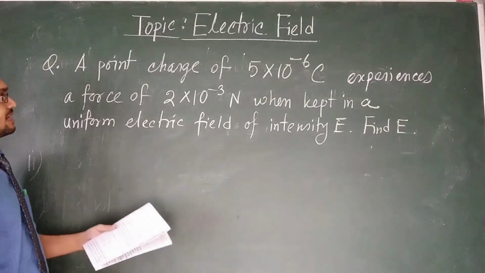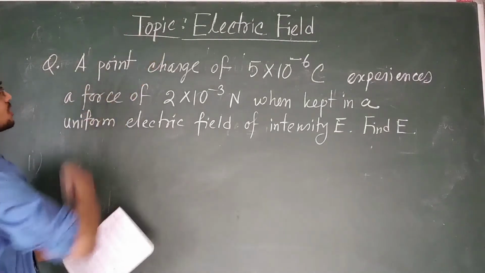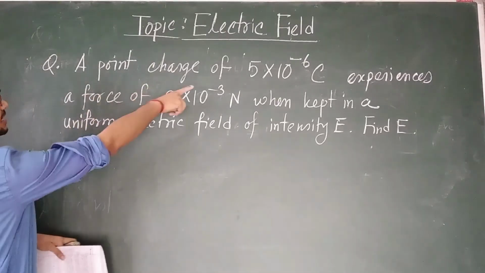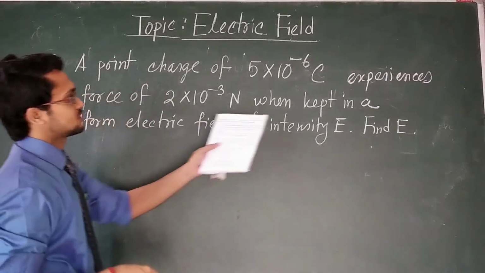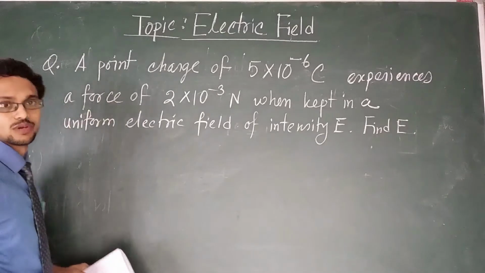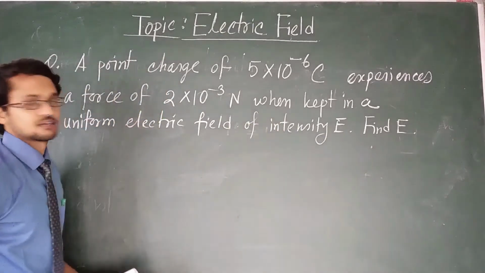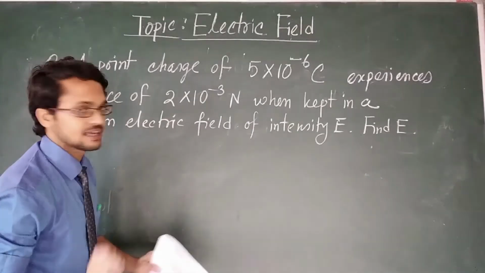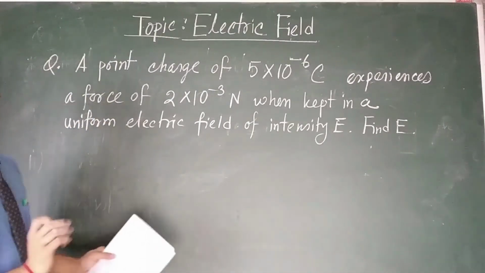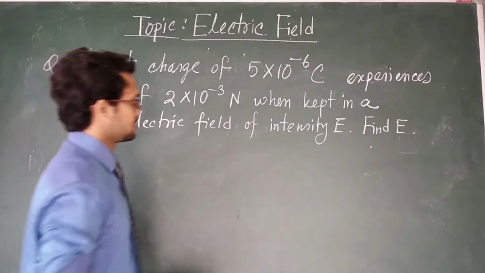So this is one numerical related to our topic, electric field. A point charge of 5 into 10 to the power minus 6 coulomb experiences a force of 2 into 10 to the power minus 3 Newton when kept in a uniform electric field of intensity E. Find E. So which formula will you use?